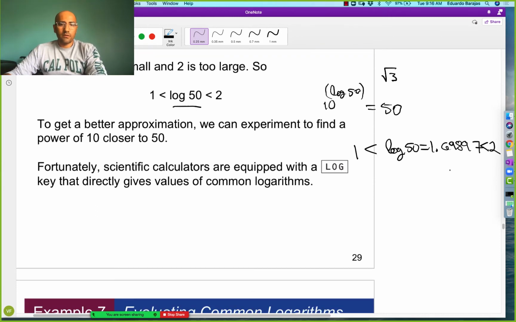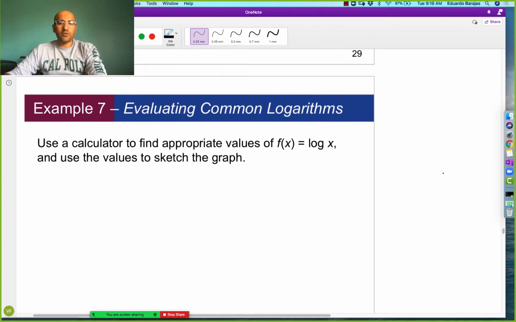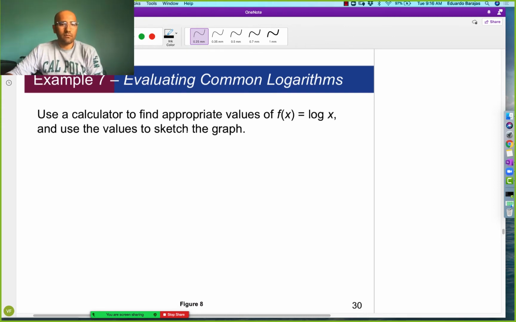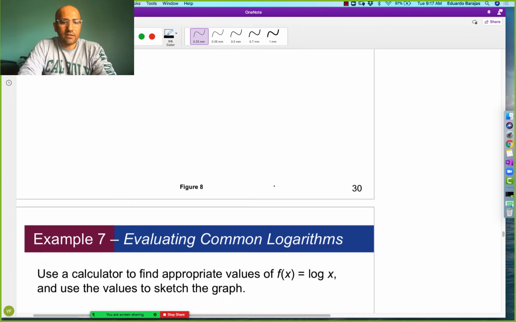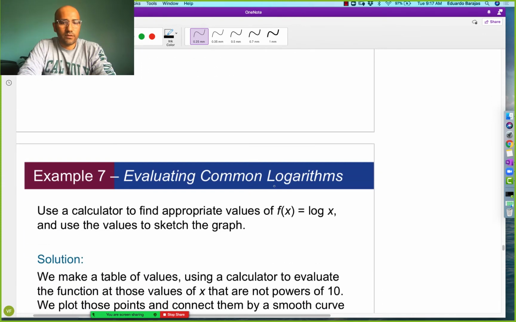Any questions? No? As long as we're using a calculator, we can graph our log function, and we can use the values to sketch its graph. Right? So I think that this is probably overkill. We've already spent a lot of time on this. Use a calculator to find the approximate values of log base 10, and then use these values to sketch its graph. Okay, so I'm going to just skip on over to the answer to this thing.